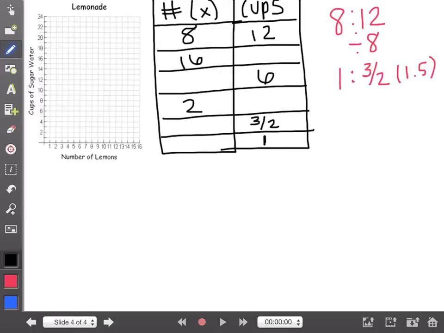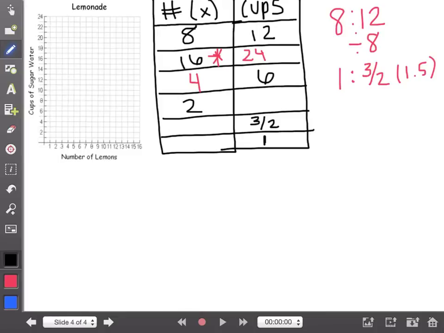So now, if we have 16, we're going to start with our first one right here. If we have 16 lemons, we are going to multiply that by 1.5 to figure out how many cups of sugar water. And if you do that with your calculator, since it is a decimal, so that is fine to use your calculator, you are going to get 24 cups of sugar water. Now let's look at 6. If we have 6 cups of sugar water, how many lemons do we need? So we need to divide that by 1.5, and we need 4 lemons.